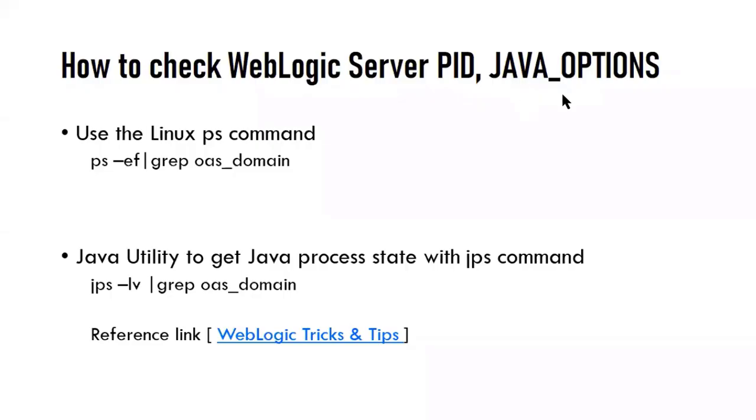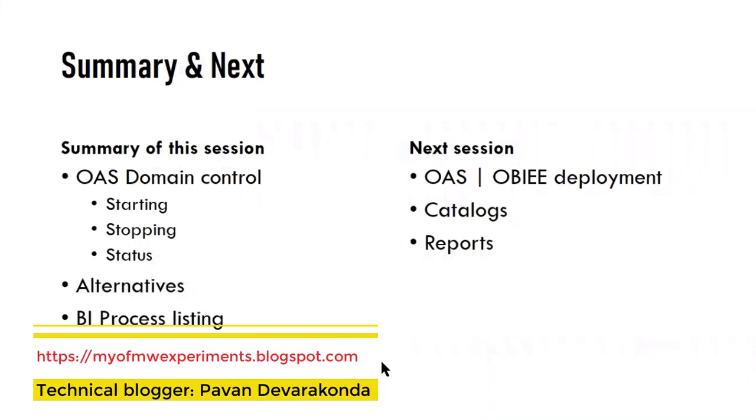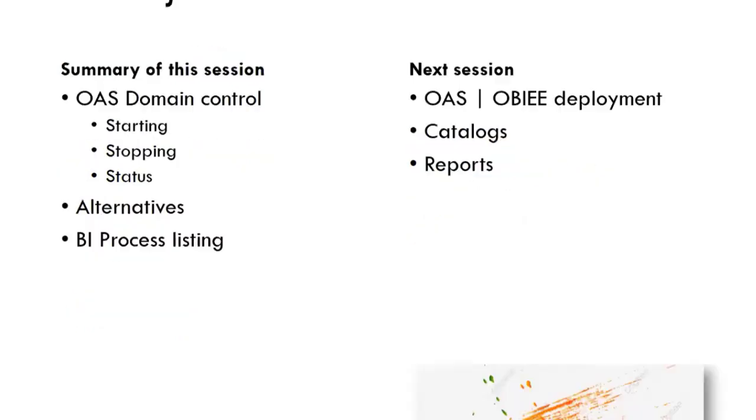So these are the three important points we have learned today. In this session, we learned how to start and stop the servers and how we can check the status of the BI domain or OAS domain. Alternative options to start and stop the services, that is with Fusion Middleware and WebLogic admin console. Finally, we checked the process related information using the jps and ps commands. In the next session, we are going to learn how to deploy the catalog and how to deploy the RPD or reports into our OAS and OBI domains.